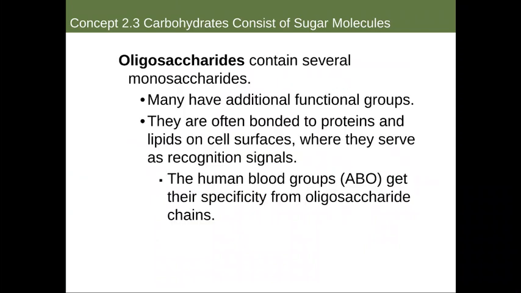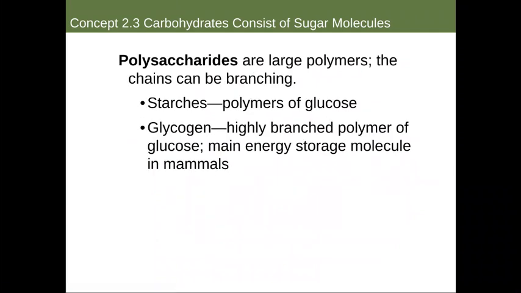Now, oligosaccharides contain several monosaccharides. We often find them helping to communicate from one cell to another. We find them embedded within the phospholipid bilayer of the cell, bonded to proteins. They aid greatly in cell signaling, and we find them in our human blood groups, the ABO blood typing, from oligosaccharide chains. So polysaccharides are these large chains of monomers.